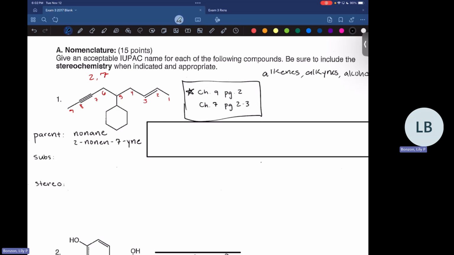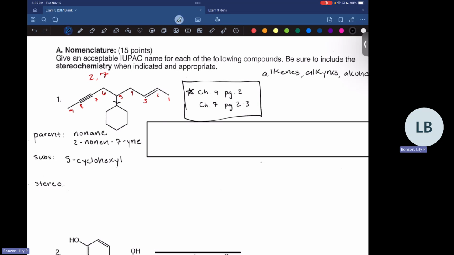section, I guess. So then our substituents, the only one that we have is going to be this group coming off of carbon 5. And this is a cyclohexane, so it's going to become a cyclohexyl. Again, carbon 5, cyclohexyl. And it doesn't have anything else on it like substituents, so it's literally just going to be 5-cyclohexyl. And then the next step is to do stereochemistry.